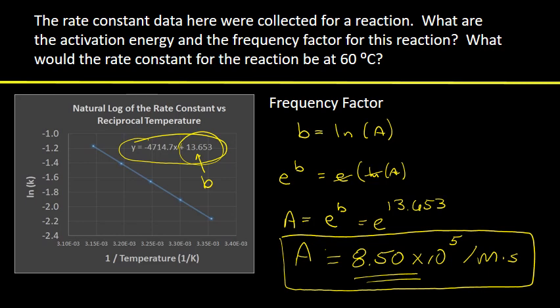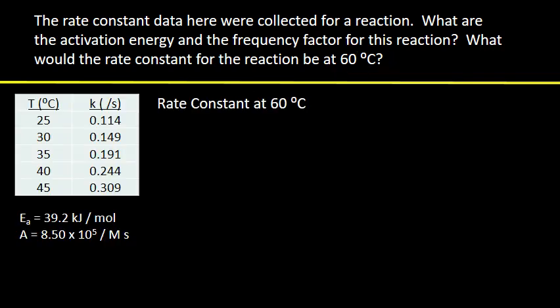All right. And then we've just got one more fairly quick thing to do, and that is calculate the reaction rate at 60 degrees Celsius. And as we said before, the reaction rate keeps increasing with increasing temperature. So at 45, it was 0.309. So at 60, it should be higher than that, maybe 0.5, 0.6, 0.7, somewhere in that ballpark. Okay, so we can do this.